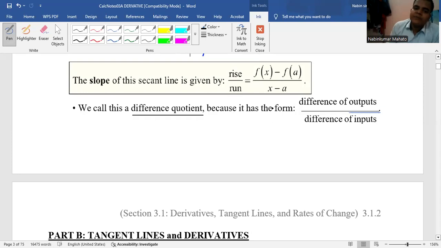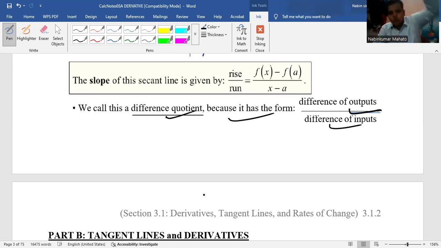Okay, so look here, f(x) minus f(a), and here x minus a. f(x) is the function of x, and f(a) is the function of a. We call this the difference quotient because it is the difference of outputs over the difference of inputs. Just like when we throw a ball upward, this is the output, and when the ball comes down to the ground, that is our input.